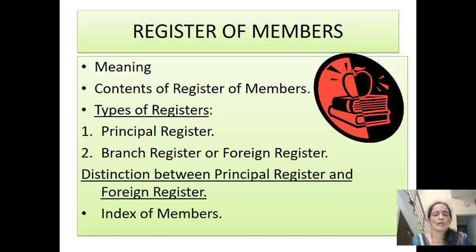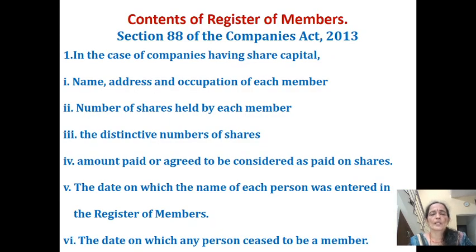And then I would like to explain the differences between these two registers, principal register and foreign register, and about another statutory book, that is about index of members also. I will explain you in brief. So let us come to this register of members.